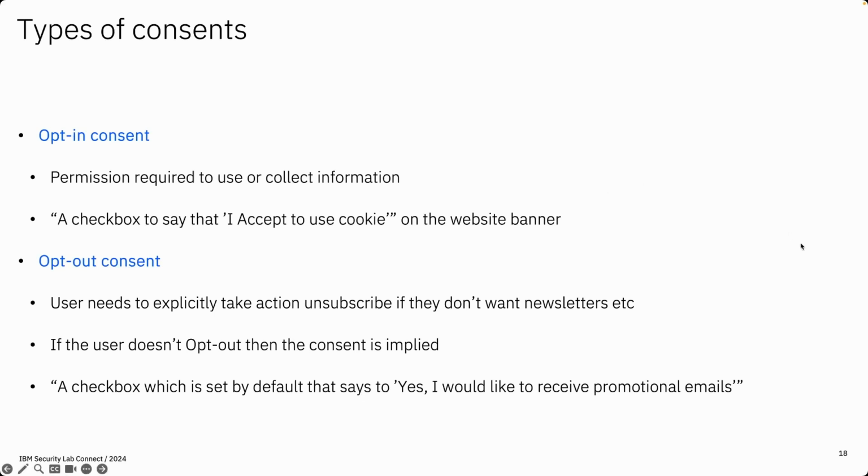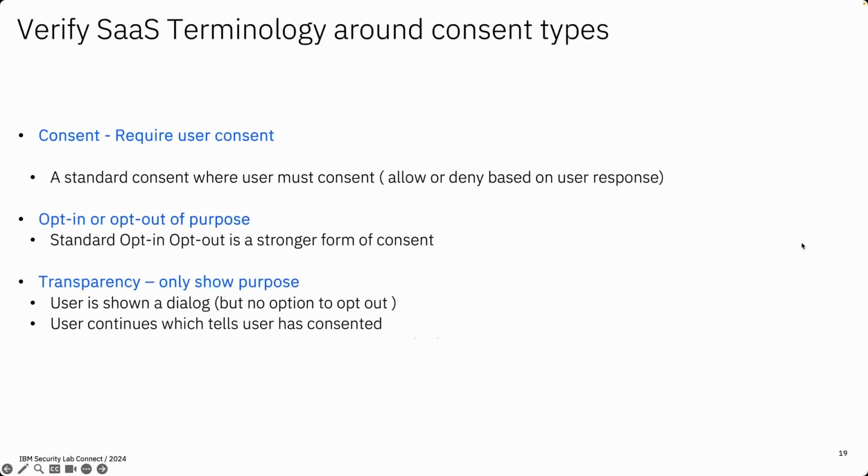Okay. So these I discussed are the generic consent types. What I want you to focus on are the consent types which are specific to Verify SaaS, and it caters to the need of regulatory compliance, whether it's GDPR or CCPA, or other types of regulatory compliance. So one of the consent types in Verify SaaS is consent required user consent, which is a standard user consent where you need to accept before you can use the service. It's kind of an allow or deny based consent.